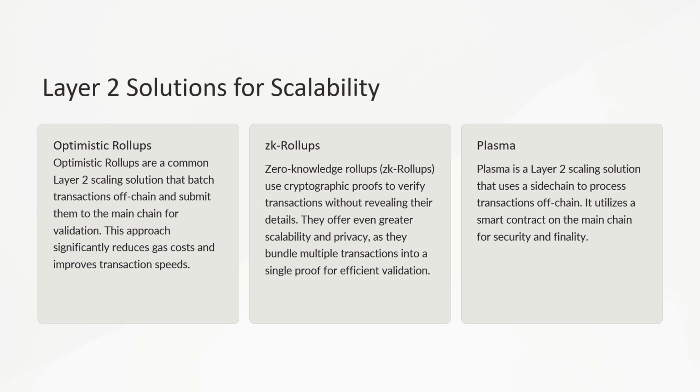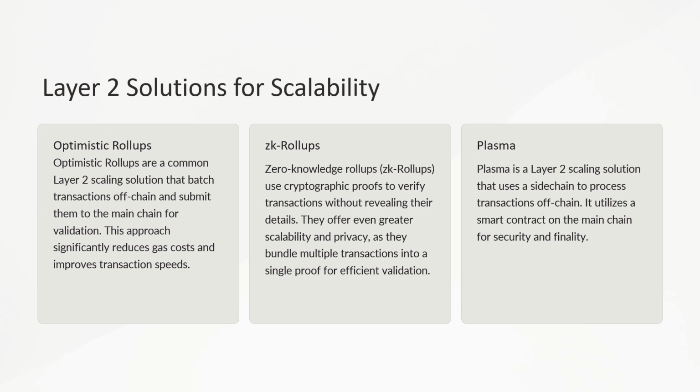Optimistic rollups are common Layer 2 scaling solutions that batch transactions off chain and submit them to the main chain for validation. This approach significantly reduces gas costs and improves transaction speeds. Zero-knowledge rollups use cryptographic proofs to verify transactions without revealing their details. They offer even greater scalability and privacy as they bundle multiple transactions into a single proof for efficient validation.